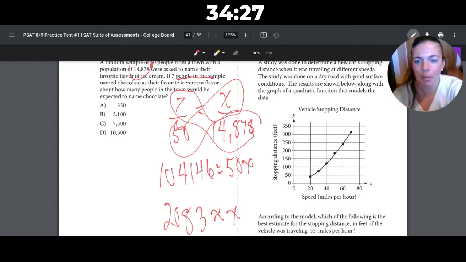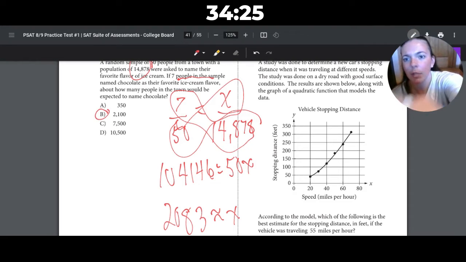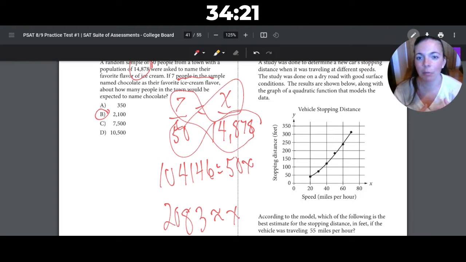We said about how many. So this is estimation, and B is our answer. Okay, because we can use a calculator, I didn't really round or estimate beforehand, but I totally could have to make these numbers easier. But 2,100 is our solution.